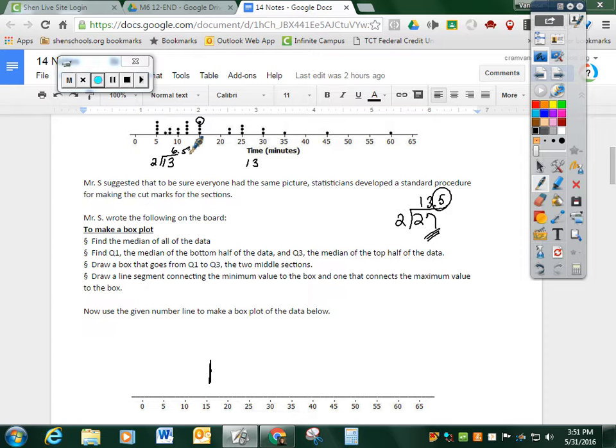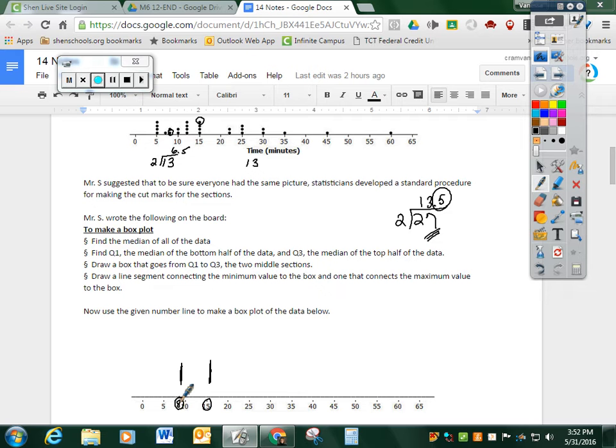So I'm going to count in 6 dots, 1, 2, 3, 4, 5, 6. This would be the middle dot, which would mean there would be 6 on the other side. 1, 2, 3, 4, 5, 6. That's great. So the Q1, or the lower quartile, is 8. Now I'm going to put 8 down here just so I know, and I might as well circle them while we're at it. Now I'm going to find the upper quartile.